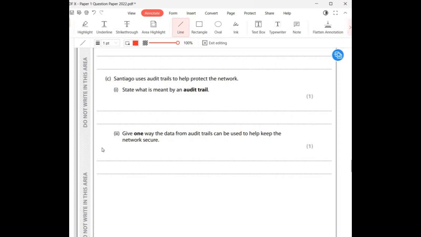Then for part 2 of part C, we need to give one way the data from audit trails can be used to help keep the network secure. So there are a couple of ways. One's to increase accountability. Another one's to trace a problem back to its source. One is to find out if other users are using unauthorized applications. And one is to identify suspicious changes. So if I was doing this, I would say increase accountability.